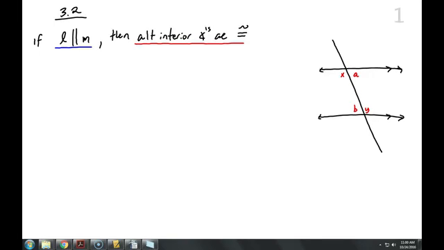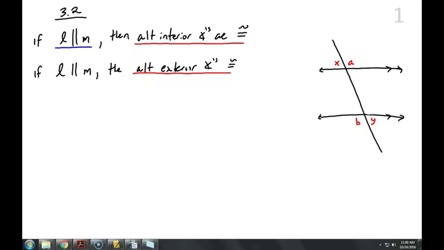Okay. Now, the next one said if L is parallel to M, then alternate exterior angles were congruent. Okay, so moving back over to my diagram, the letters would change position, and it said as long as those two lines are parallel, then we know that X would equal Y and that A would equal B. So that's an example of alternate exterior angles.